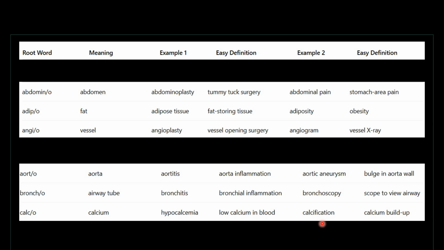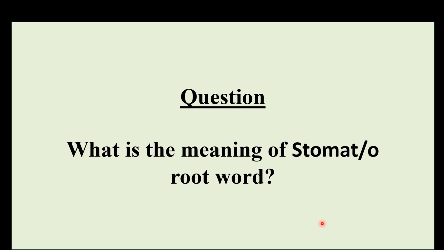In the next session we will discuss a few more things, and for today there is one question. The question is, what is the meaning of the stomat or stomato root word? I'm sure most of you already know the answer to this question. In case you don't know, then please do refer to the previous session. There we have already discussed it in detail. And if you know the answer, then I request you to please share the answer in the comment section so that others can take a reference from it.